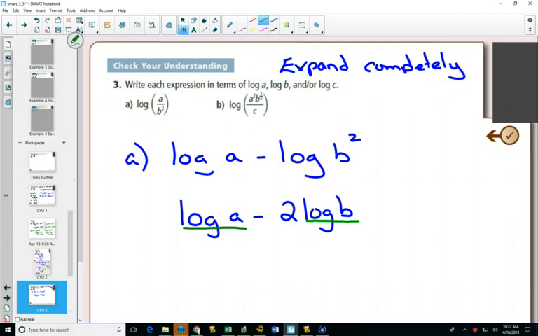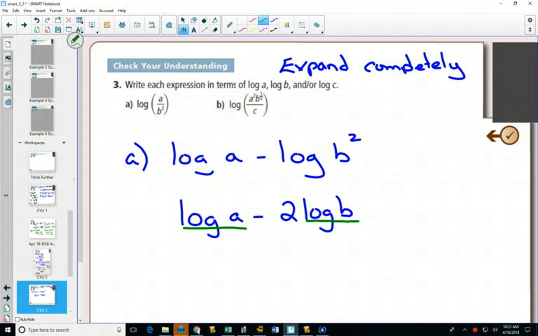What they mean when they say in terms of log A, log B, and or log C is that there's nothing else inside the logarithm other than an A, a B, or a C. And what we've done by doing this is we have expanded it completely. We've taken the left-hand side of each of those formulas and done everything we can to write it as the right-hand side.